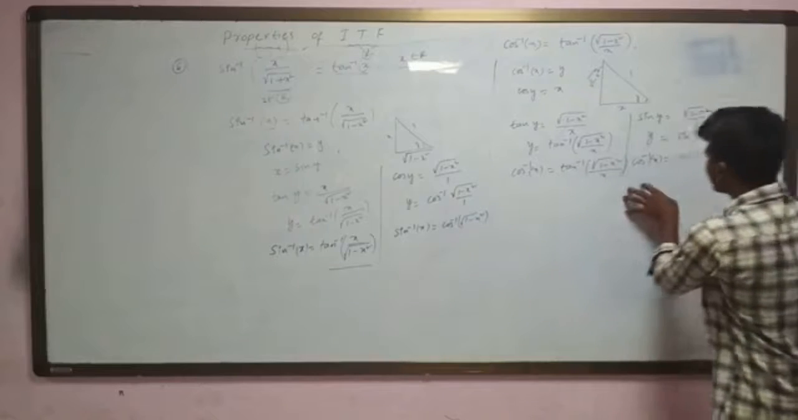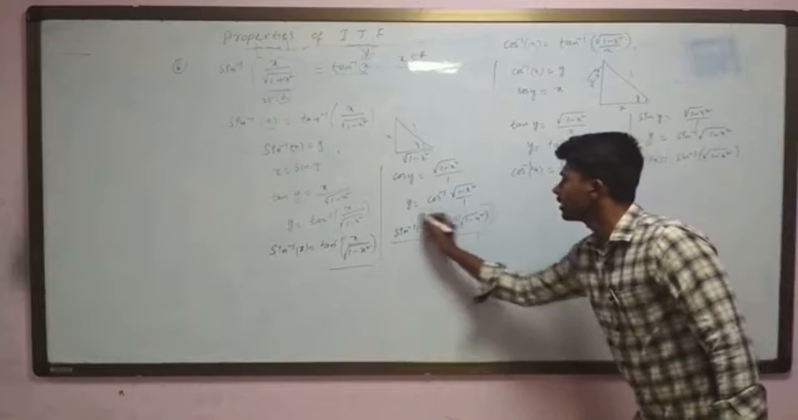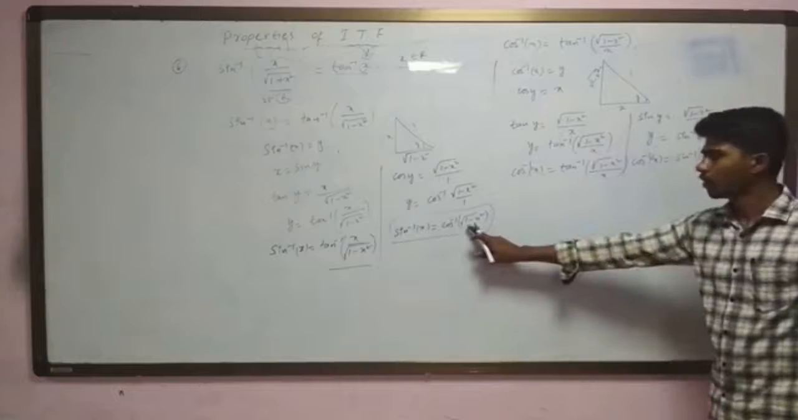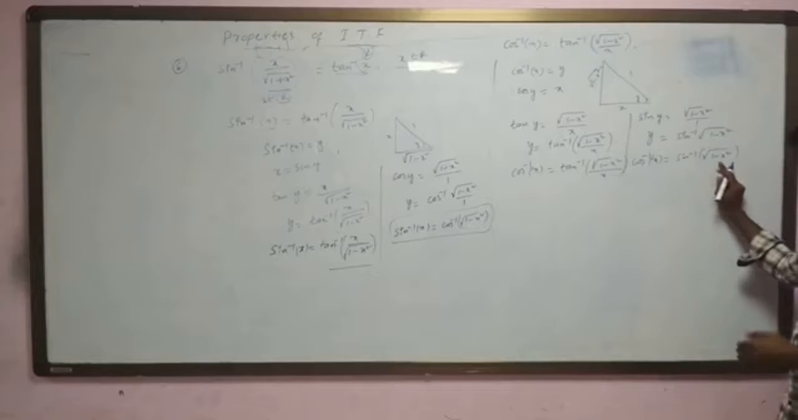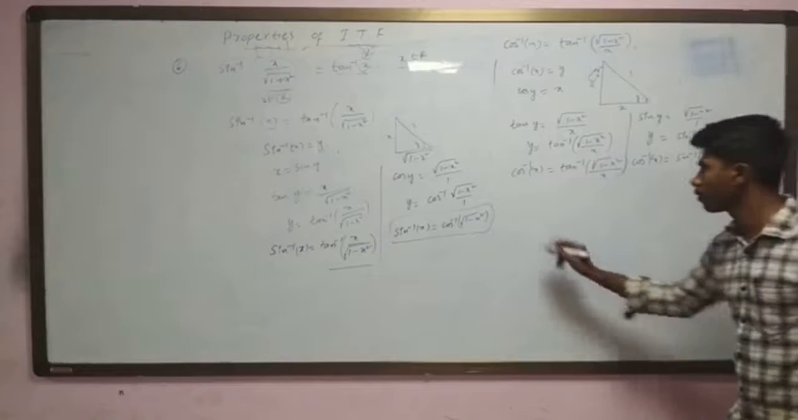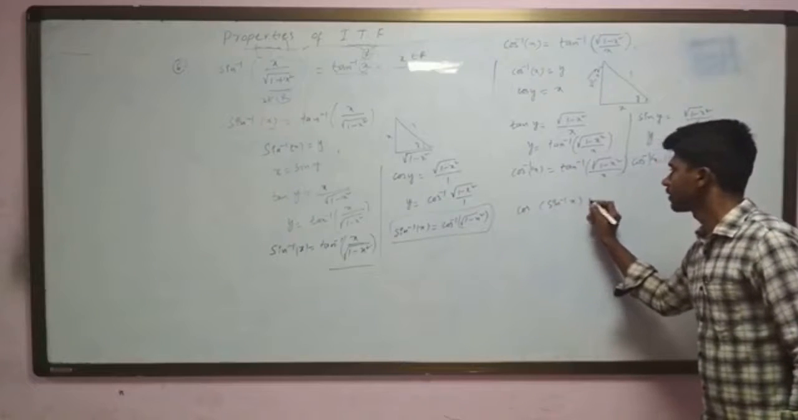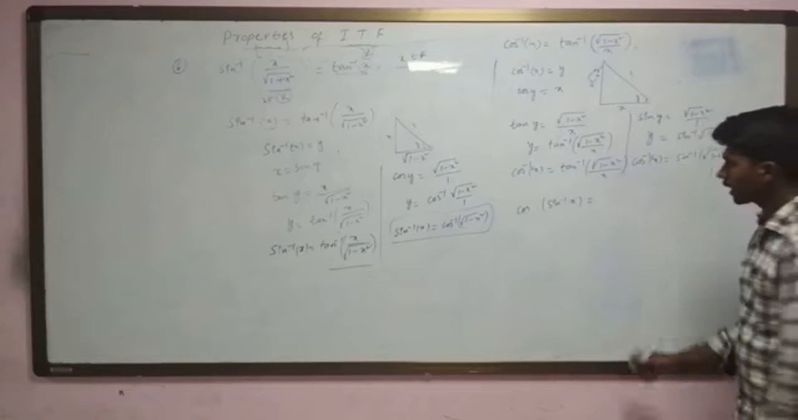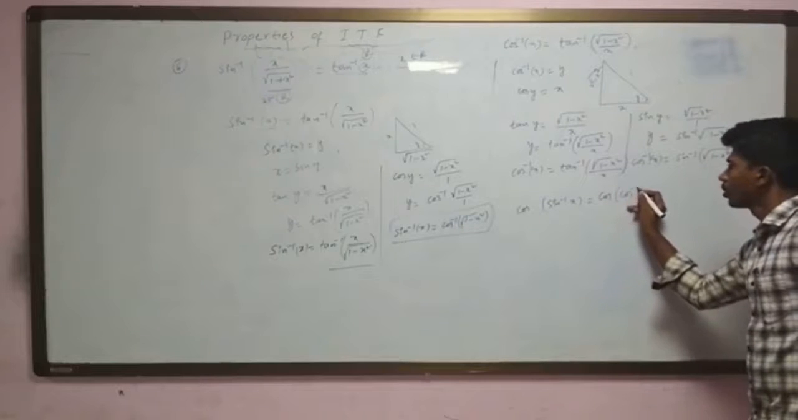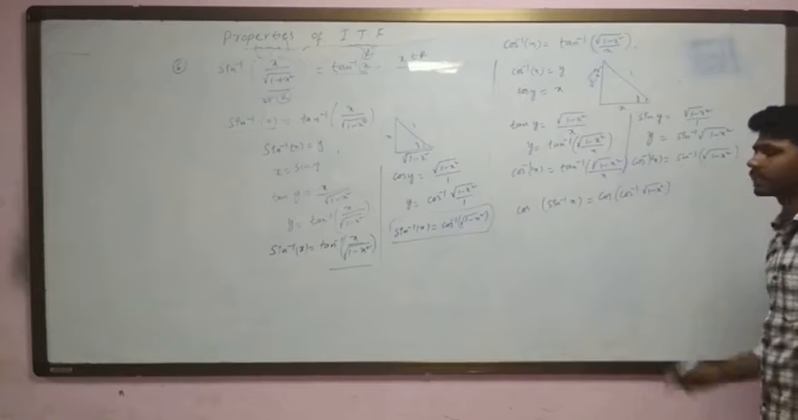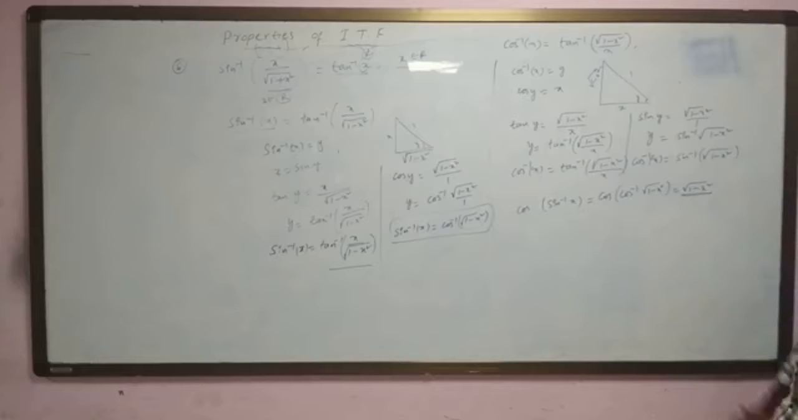So from this and this we can write one more formula, which is sin inverse x is equal to cos inverse of root of 1 minus x square, or cos inverse x is equal to sin inverse of root of 1 minus x square. From these two we can derive one more thing: cos of sin inverse x. Sin inverse x can be written as cos inverse root 1 minus x square. Cos inverse x is x, so we can write it as root of 1 minus x square.